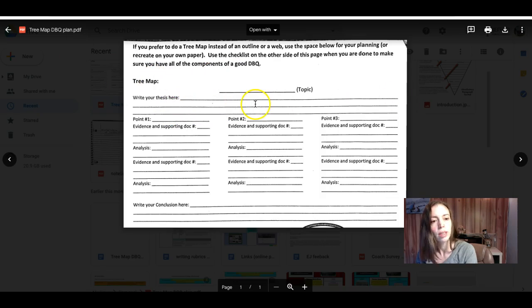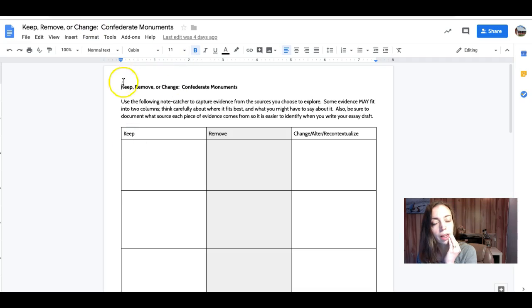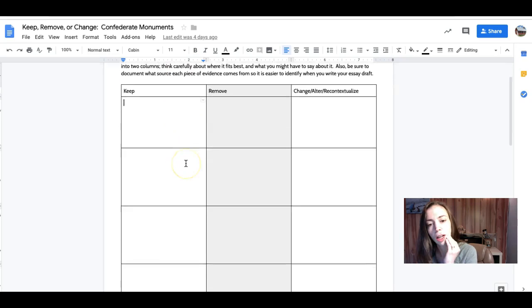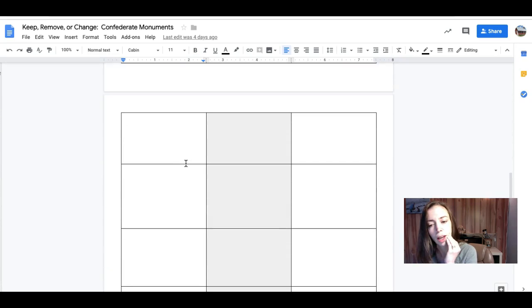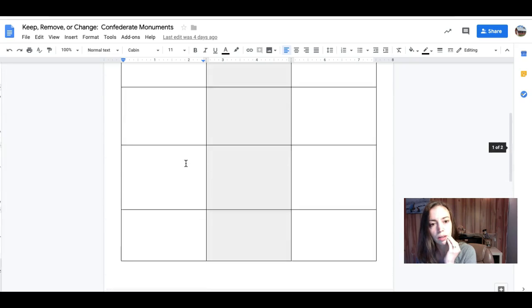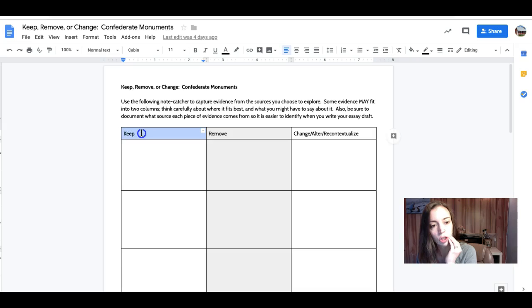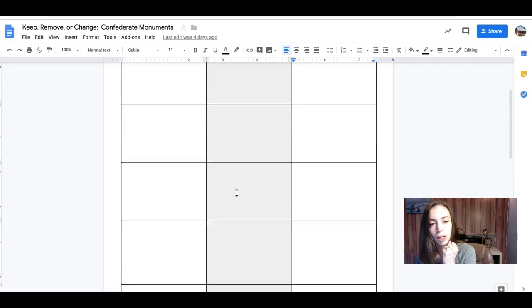Okay, so you write your thesis statement, but before you can write a thesis statement, you have to have looked at your planning sheet, your evidence gathering sheet for keep, remove, or change, and you have to look at the columns and say, based on the evidence that I have, what do I think would be the best way for me to go? What opinion should I go with? Should I go with keep? Should I go with remove? Or should I go with change, alter, recontextualize, which means to add information about it to help to teach people about what it really means? All right? But don't just go with your gut feeling on it.